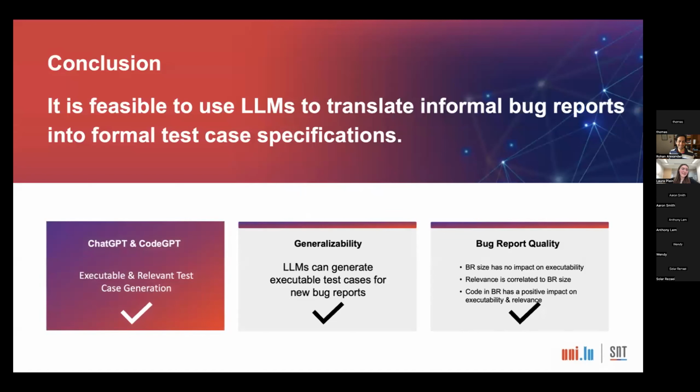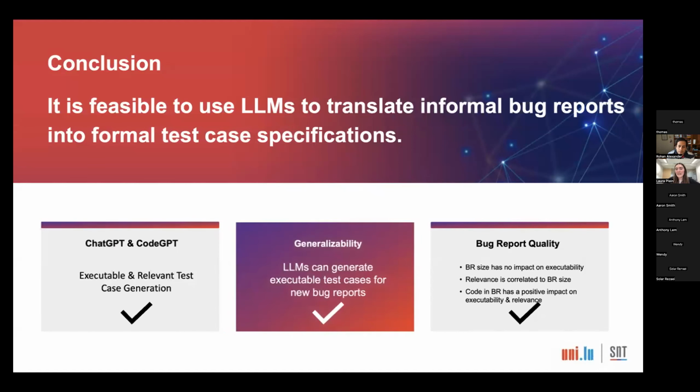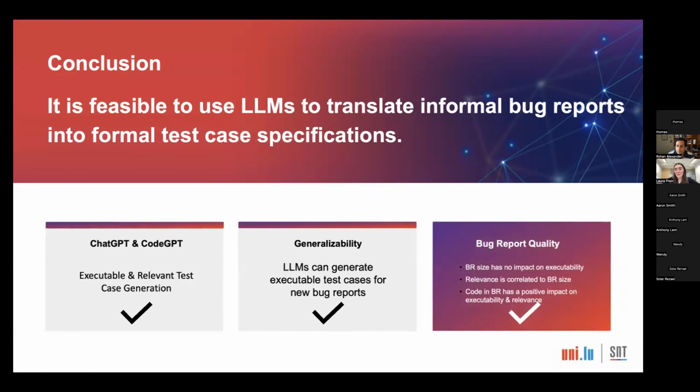So for now, what we could conclude is that we were able to actually generate executable and also some relevant test cases with the two models that we tested. We have also seen that it is indeed possible to use the bug reports of new bugs so that we could really address them and help software maintainers to automatically fix the bugs. And we also have seen that the bug report actually does influence the test case generation. So make sure to write good and precise bug reports in the future.